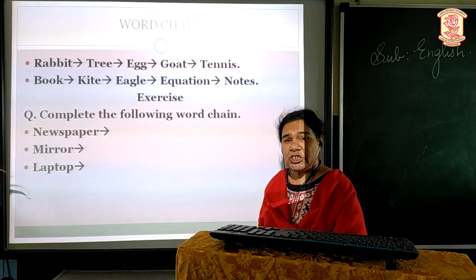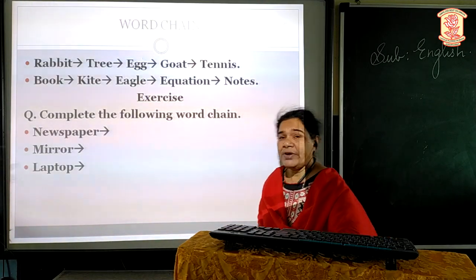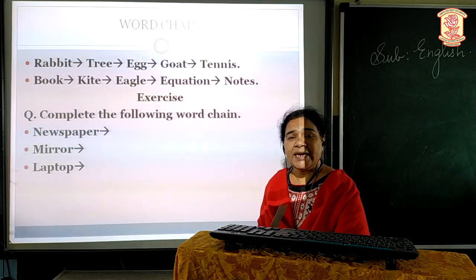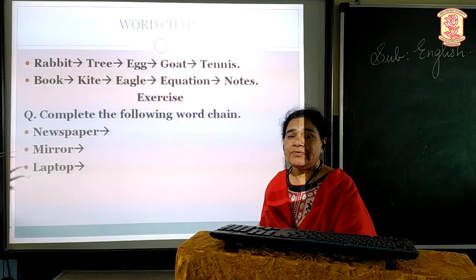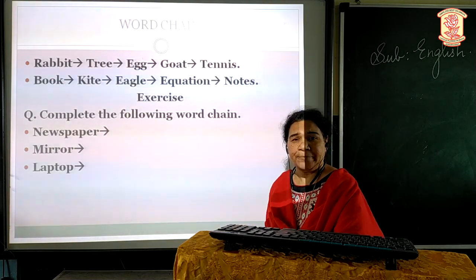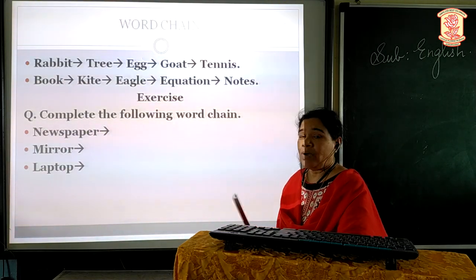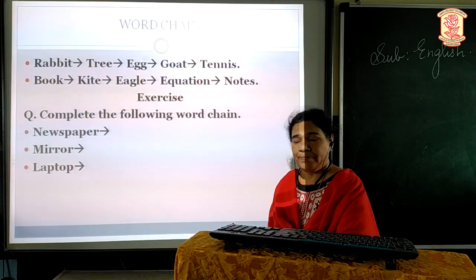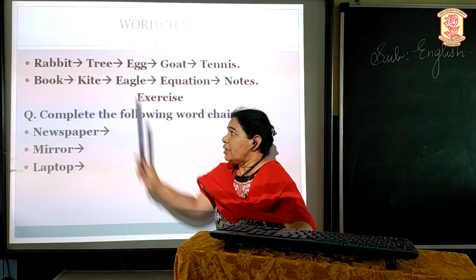Egg ends in G. Now with G you have written goat. Goat ends in T. Begin next word with T, that is tennis. So your word chain is ready. One word is given, you have to write 4 words. See one more example, book.